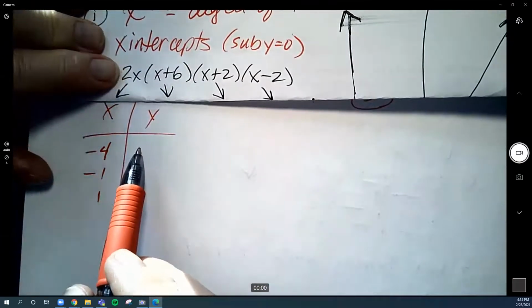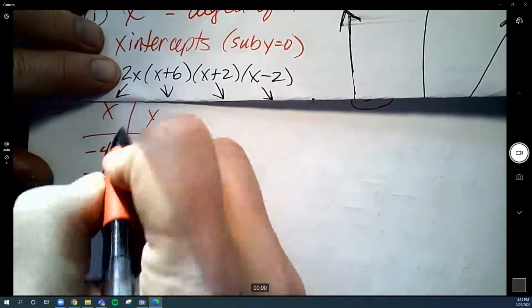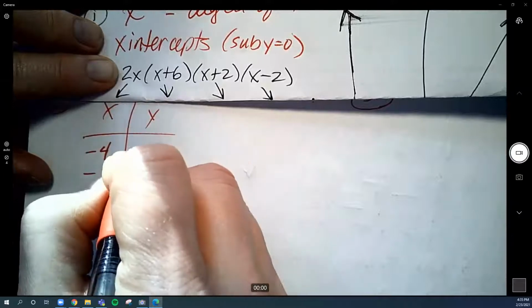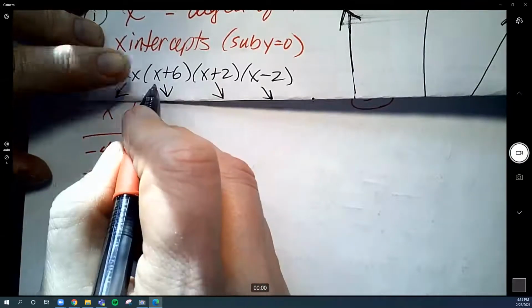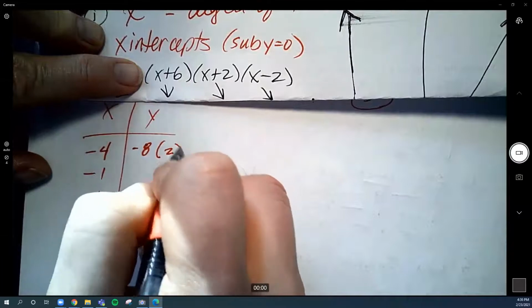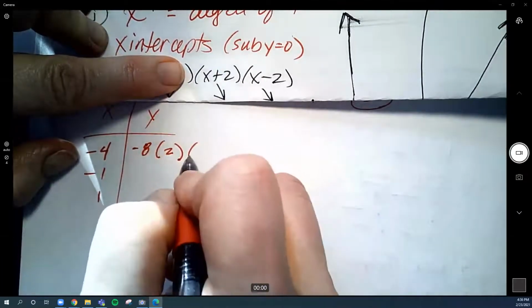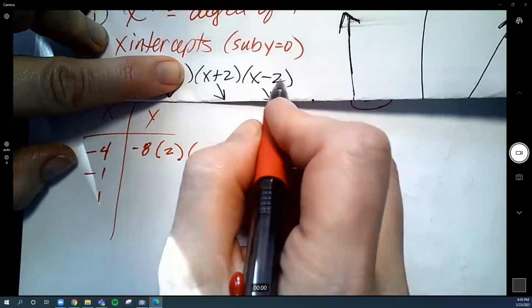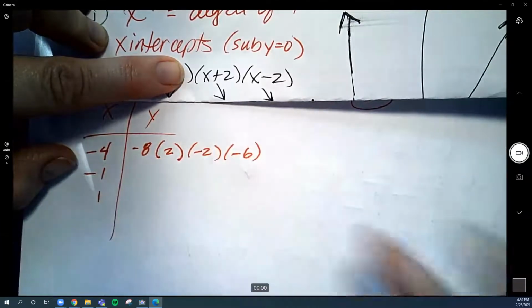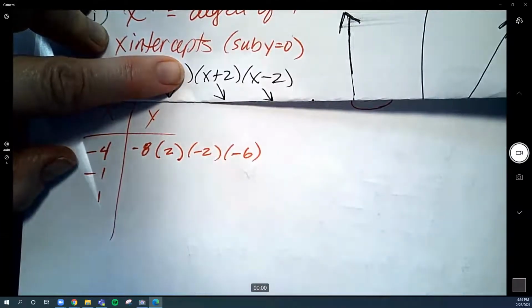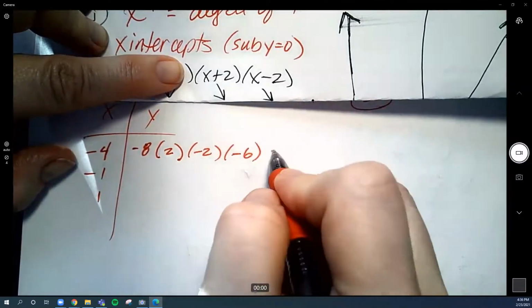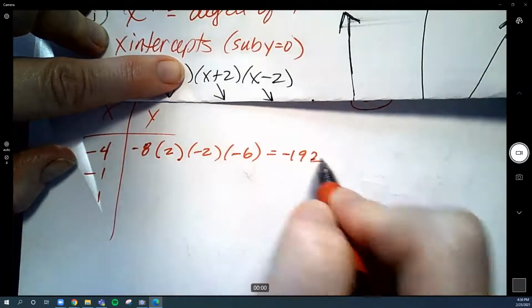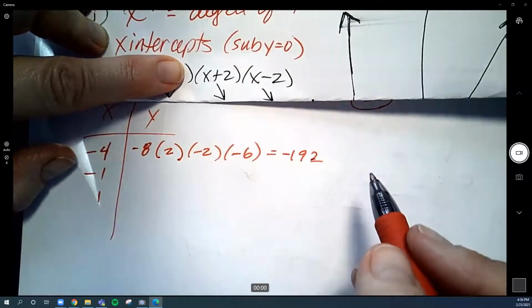I'm going to try -4. That's going to give me 2 times -4 is -8 times -4 plus 6 is 2. -4 plus 2 is -2, and -4 minus 2 is -6. And when I multiply all of those straight across, I'm going to cheat and use my calculator. I get -16 times 12, which is -192. So it's really, really, really far down.